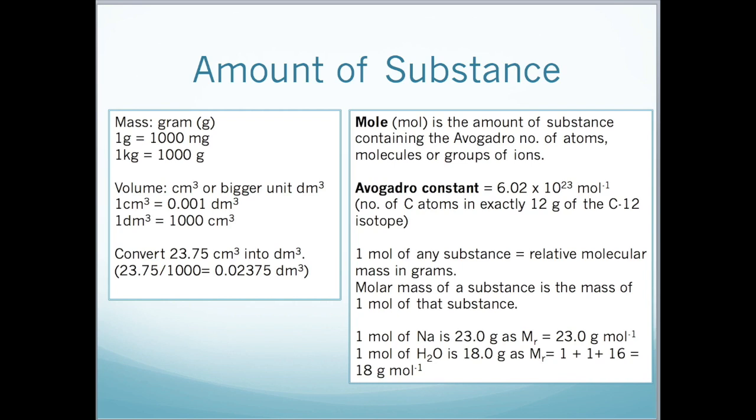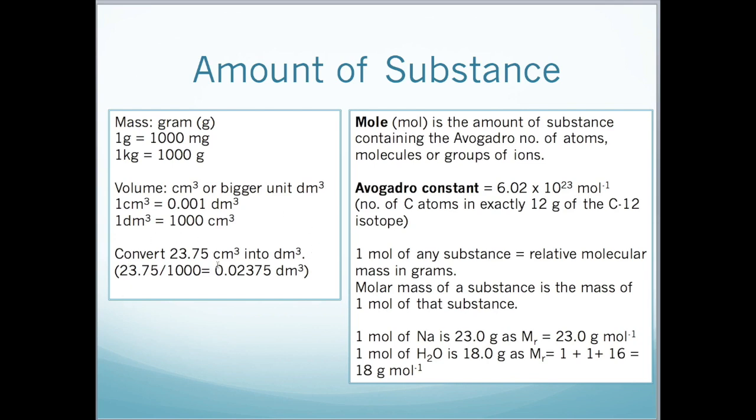So amount of substance, it can refer to grams, which we use to measure mass. So 1 gram contains 1,000 milligrams, and 1 kilogram has 1,000 grams. But in chemistry, you mostly use grams. We can also measure volume, so we can either use cubic centimeters or a bigger unit called cubic decimeters. So 1 centimeter cubed is 0.001 of a decimeter.